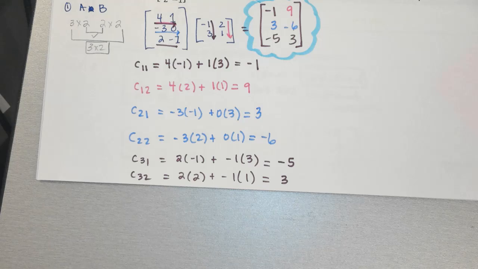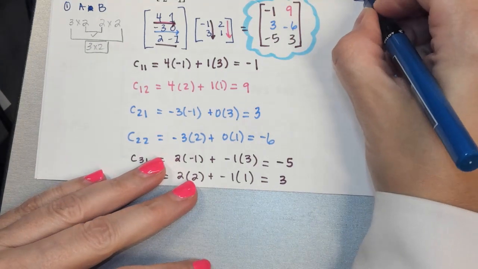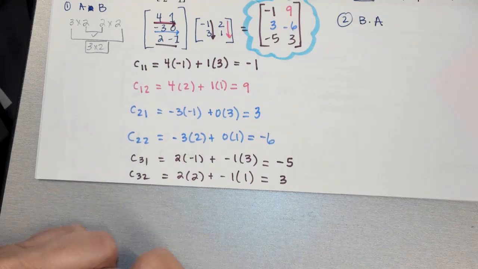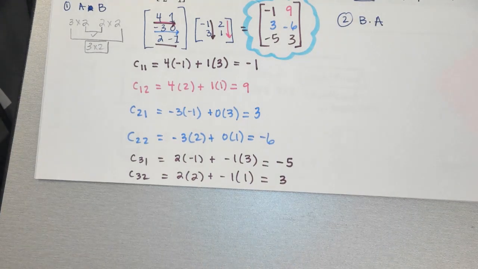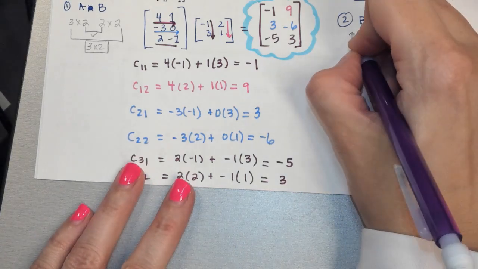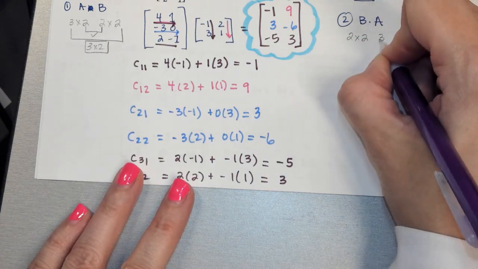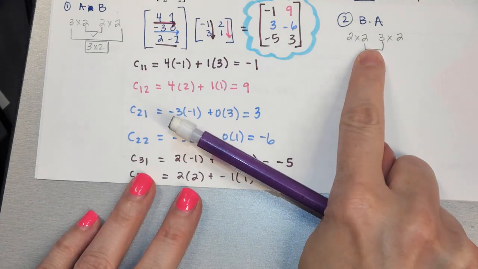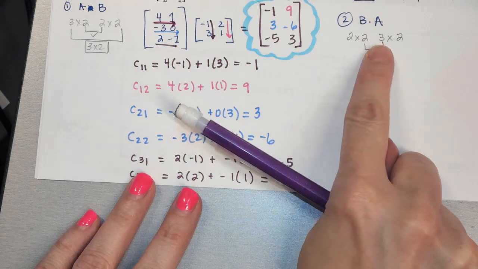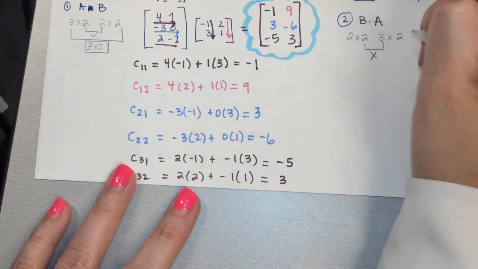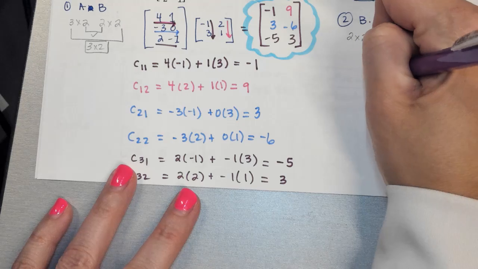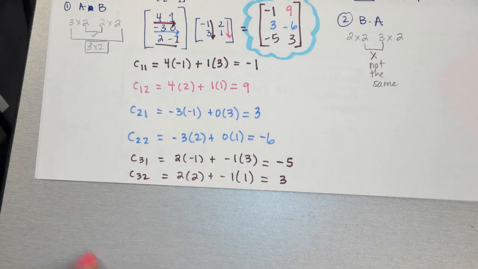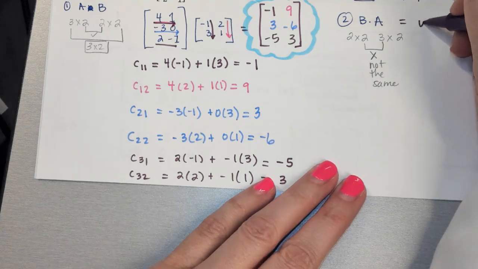Okay, and then it says calculate AB, so we did that. So now we're going to do B times A. So the first thing you do is line up the dimensions. So B is a 2 by 2, A is a 3 by 2. The inner dimensions do not match. 2 and 3, those aren't the same. Okay, so if they're not the same, you cannot multiply. So yay, we don't have to multiply that. All we have to say is that this is undefined.